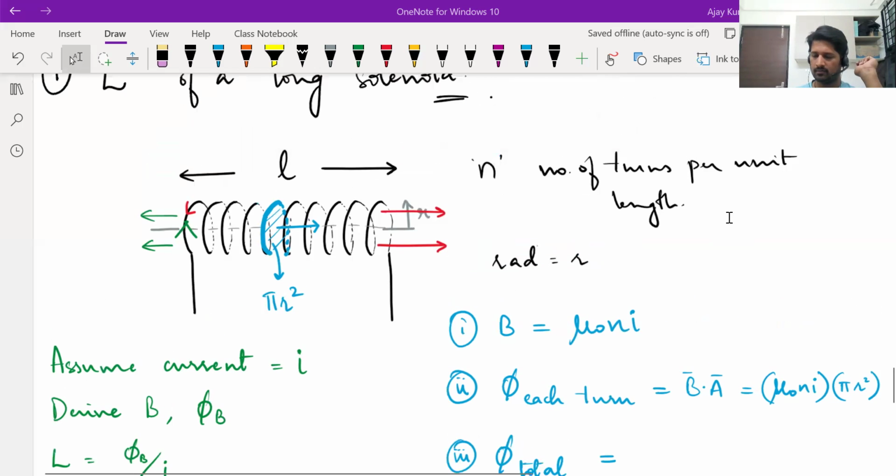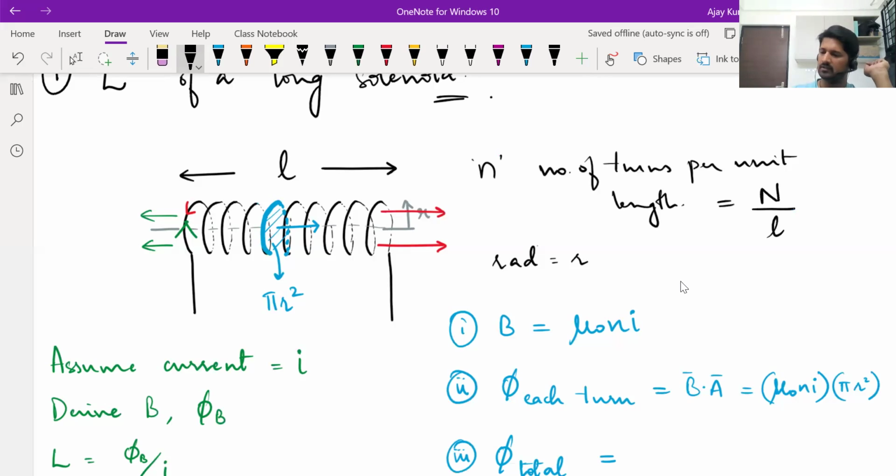The number of turns. No, n is not the number of turns. Read there. Number of turns per unit length. Okay. So if you want total number of turns, how will you get that? Anyone? Small n is actually total number of turns divided by the total length. So if you want total number of turns, capital N will be small n multiplied with L.